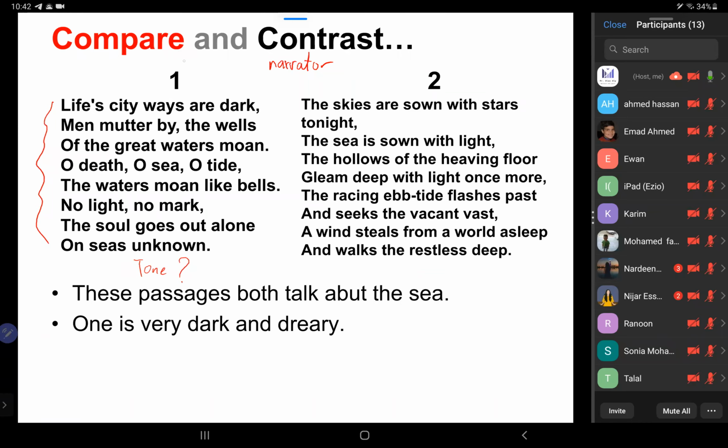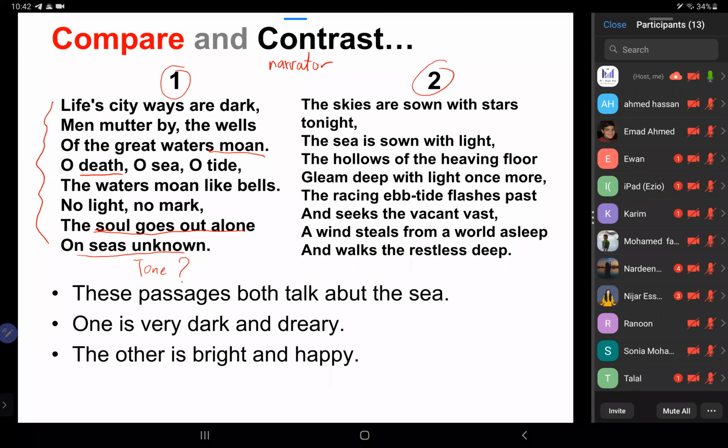Is it number one or number two? It's number one. As you can see, moan is like deep crying, death. The soul goes out alone on seas unknown. So as you can see here, he's being dark. The other one is more like bright and happy.